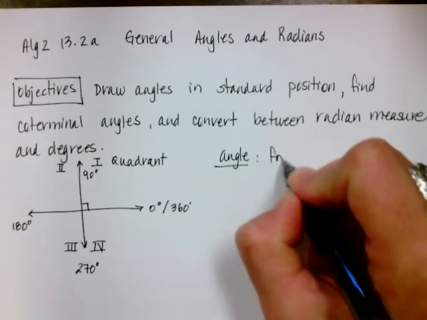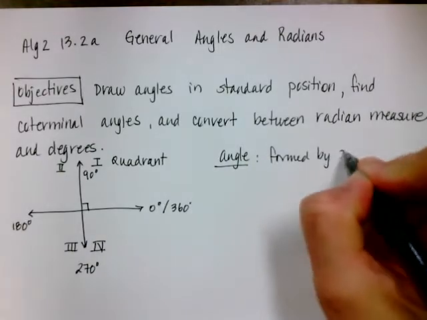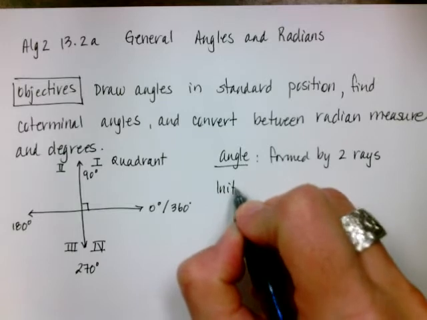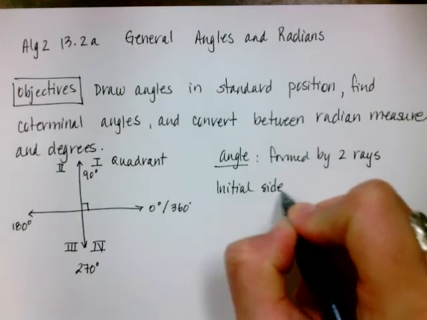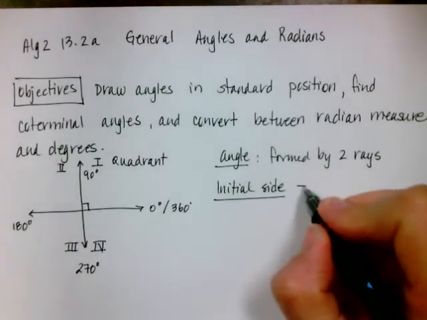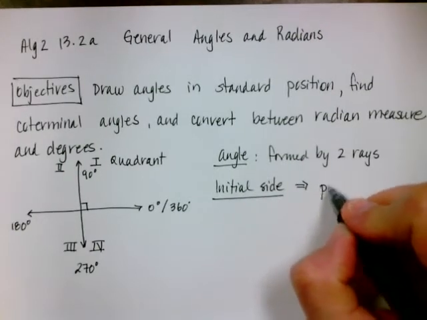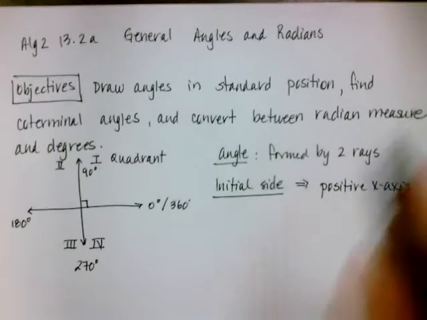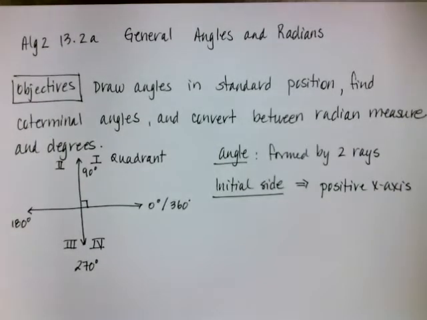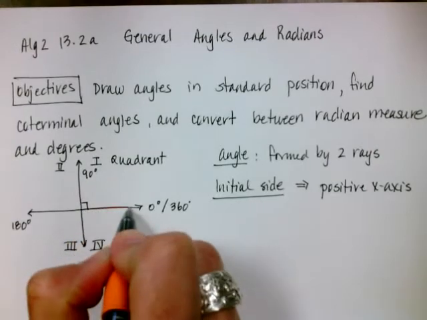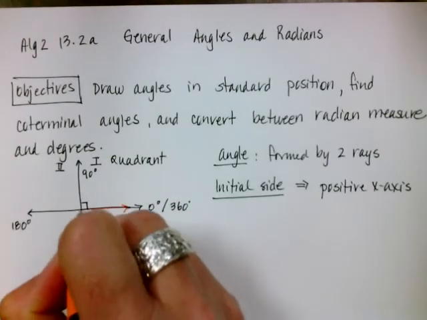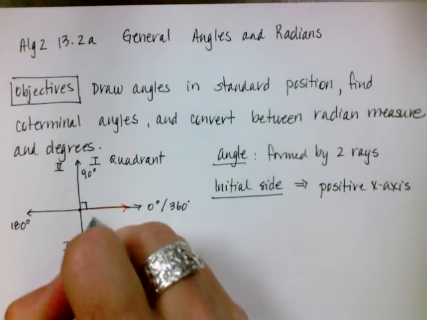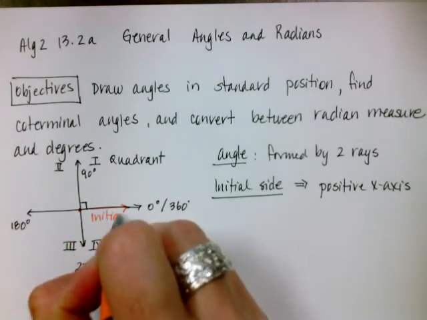An angle is formed by two rays. Okay? The initial side, all right, is always going to be, for these applications, on the positive x-axis. Okay, so let me get a different colored pen. I'll use orange. This is always going to be the initial side of an angle, and notice that the vertex is also at the origin.